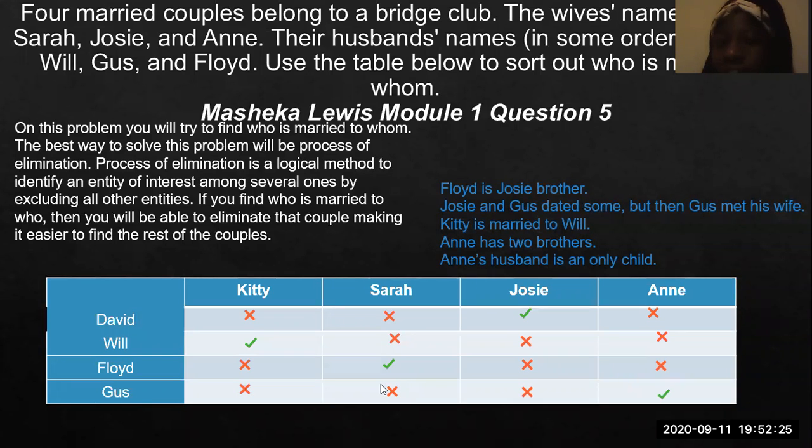Make sure that even when you use process of elimination, it equals out. So Josie is married to David, Katie is married to Will, Sarah is married to Floyd, and Ann is married to Gus. No husbands overlap, which means that we did our problem right.